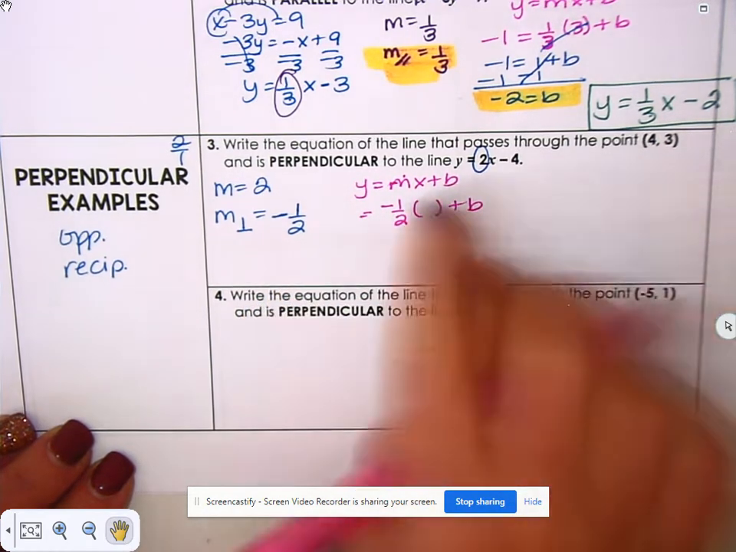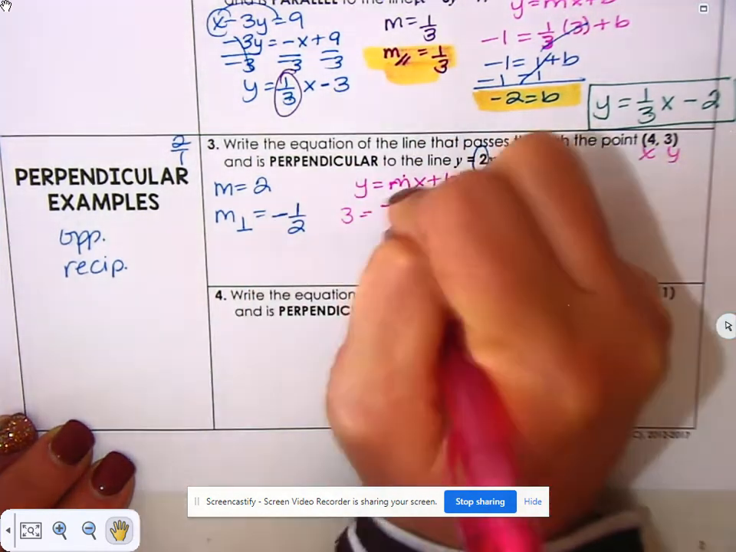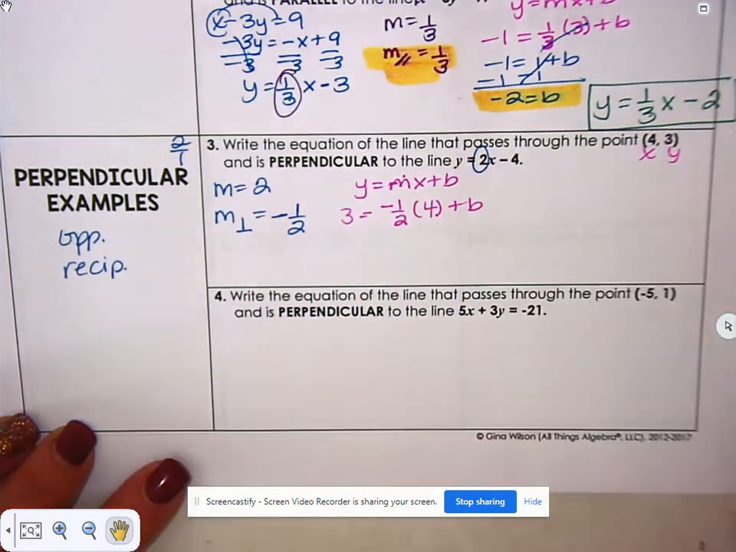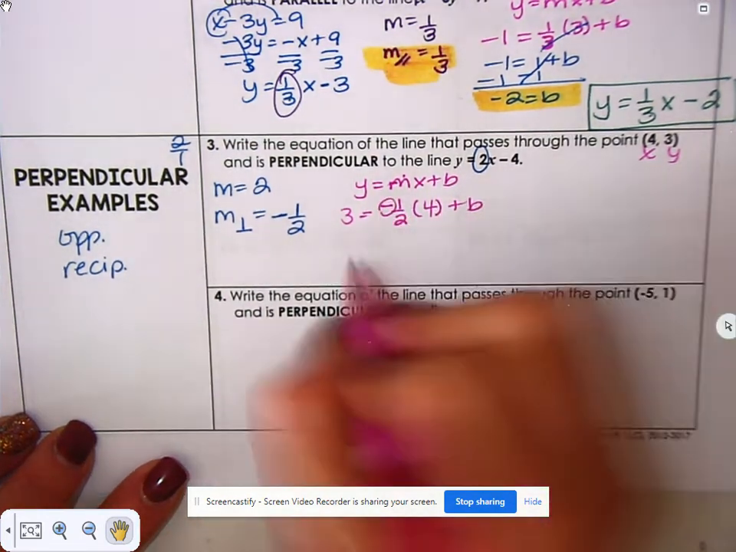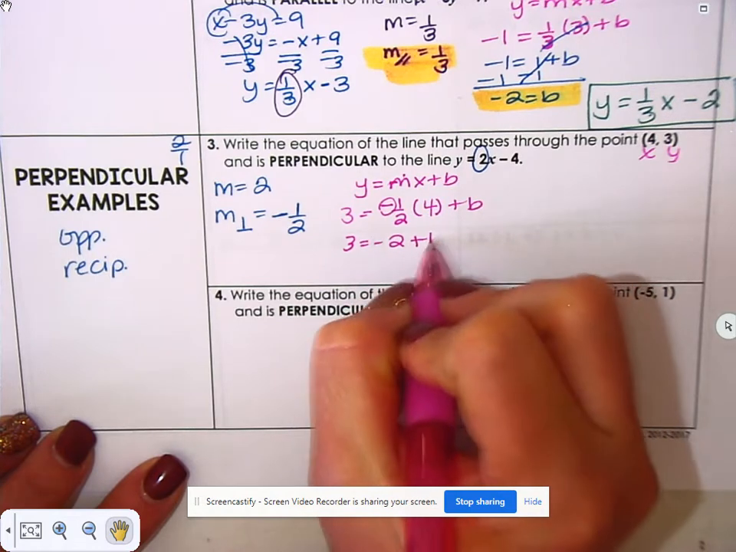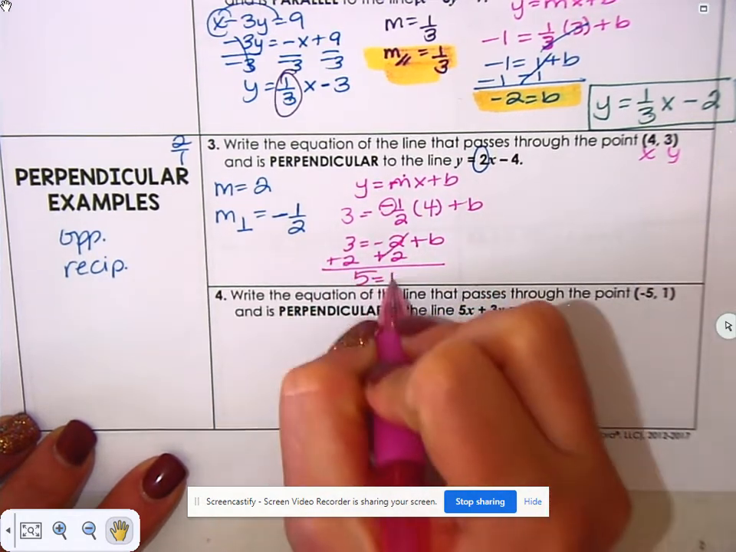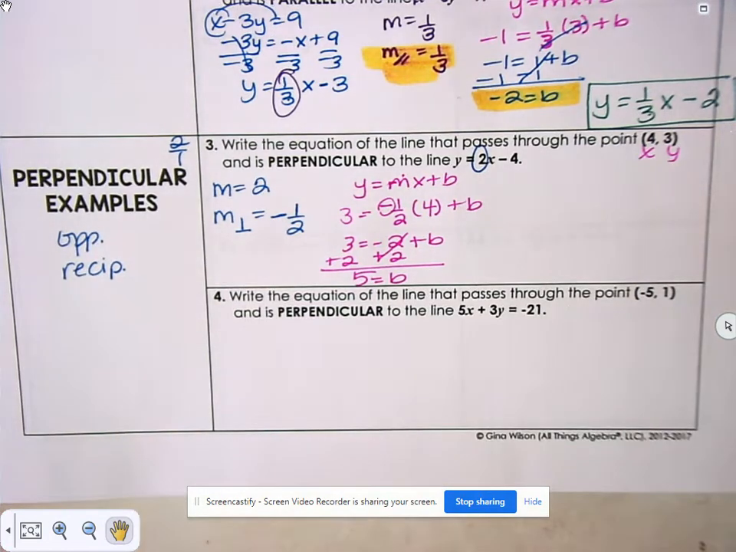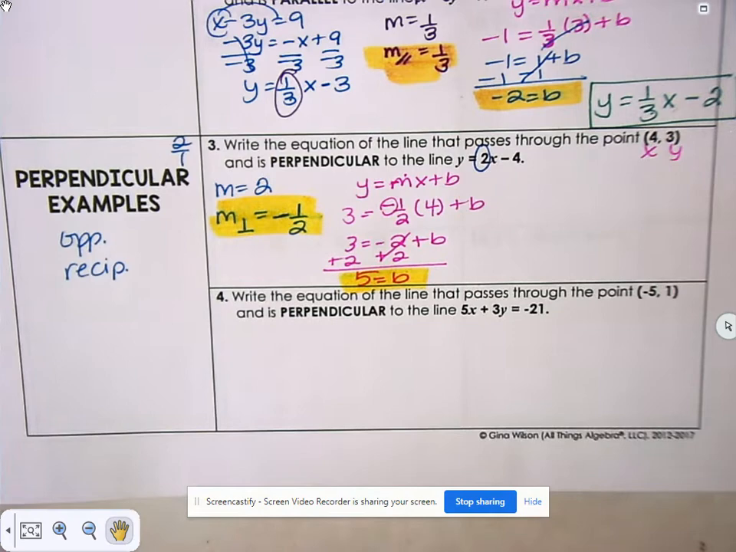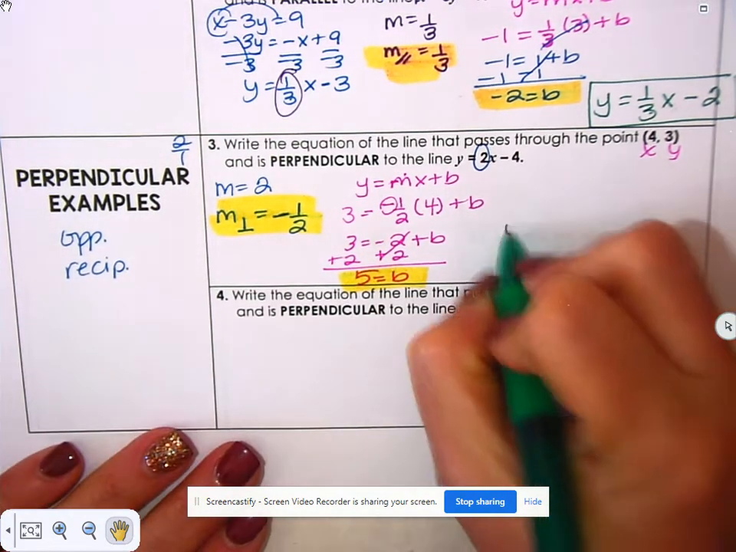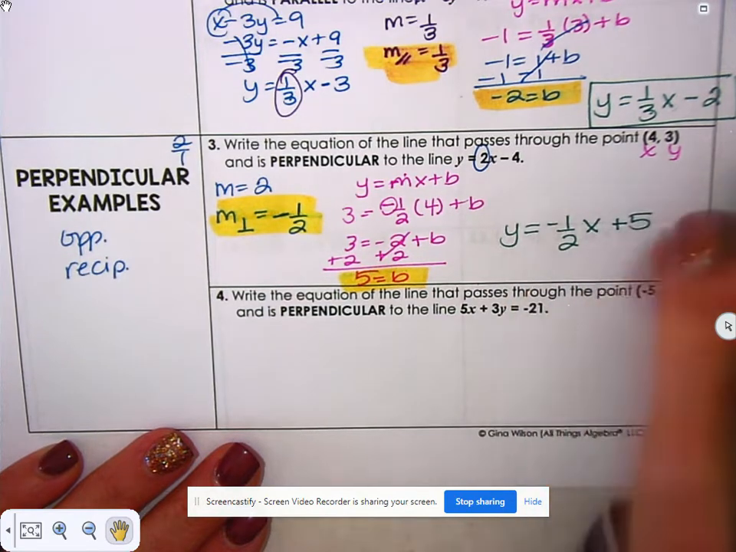Okay, and then I'm going to go back and look. Here's my x and my y. So 3 and 4. All right, and we're going to do the math. What is half of 4? 2, but you got this negative, so that's going to make it a negative 2. And then we're going to solve by adding 2. And our b here is 5. So again, here we go. Perpendicular slope is negative 1/2. B is 5. Write your equation. Y equals negative 1/2 x plus 5.